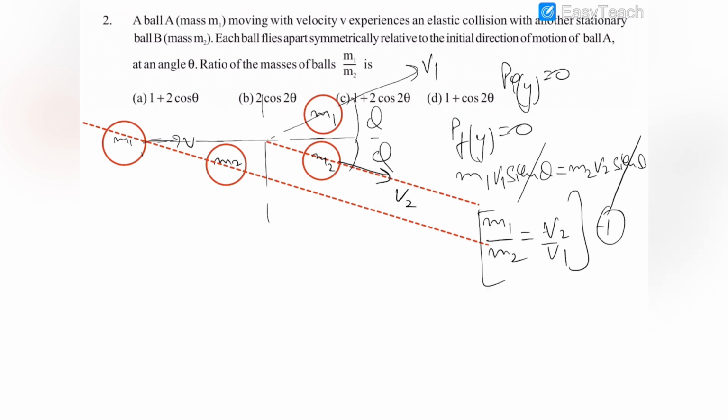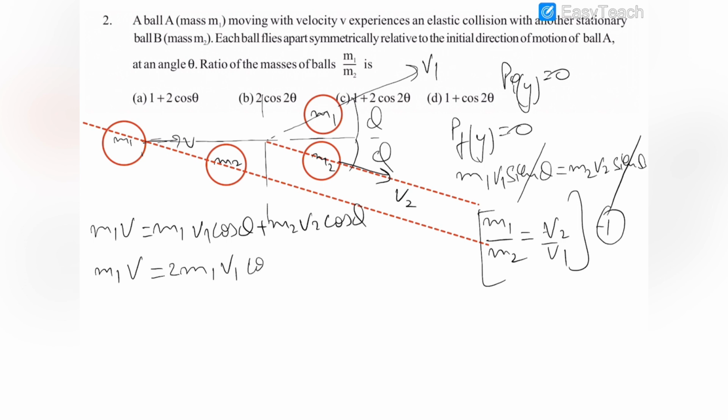Now let us balance the momentum along the x-axis. So m1 v is equal to m1 v1 cos theta plus m2 v2 cos theta. Now we know that m1 v1 and m2 v2 are equal. So m1 v is twice m1 v1 cos theta. Cancelling m1 with m1, v1 is equal to v upon 2 cos theta.